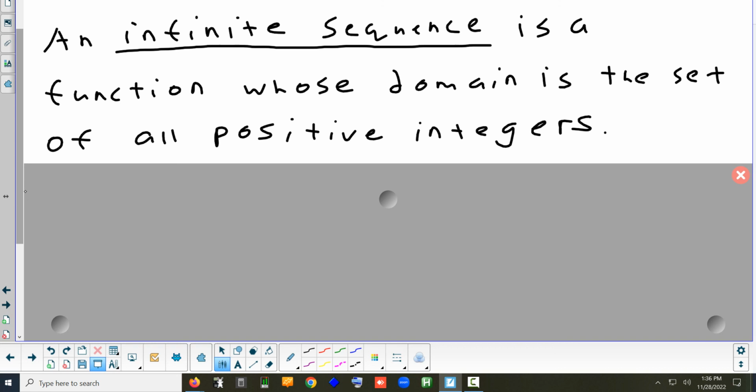All right, so let's look at two ways we can classify a sequence. I told you that some sequences go on forever and others stop. Well, if a sequence goes on forever, that's called an infinite sequence. It goes on forever.